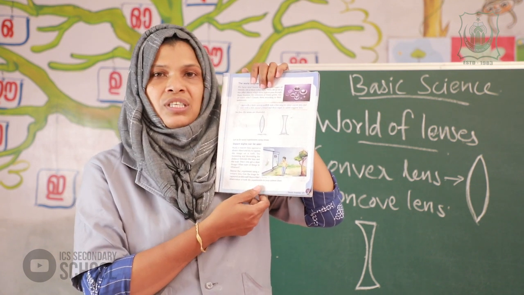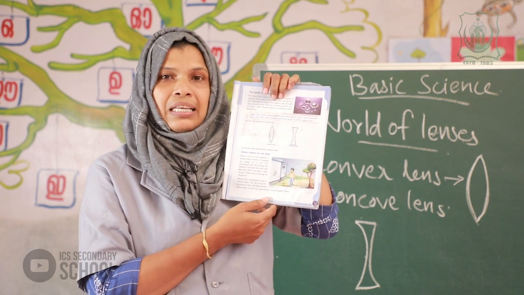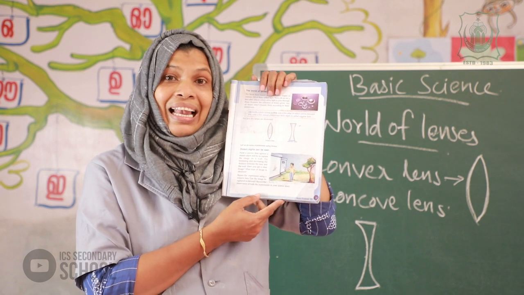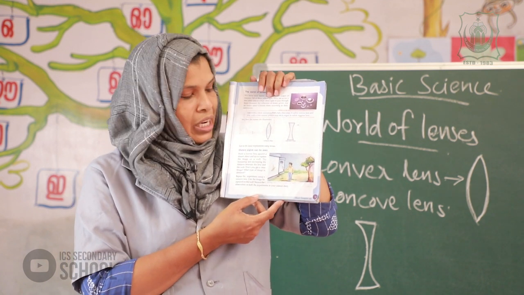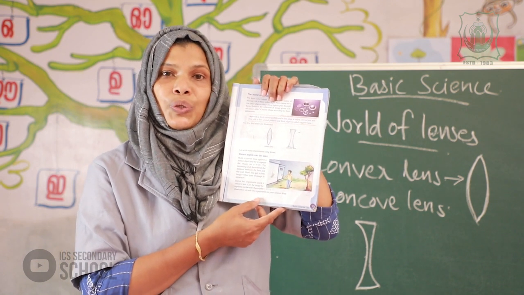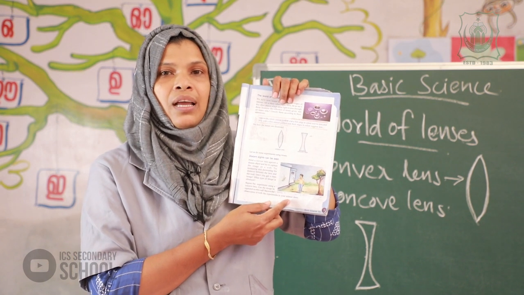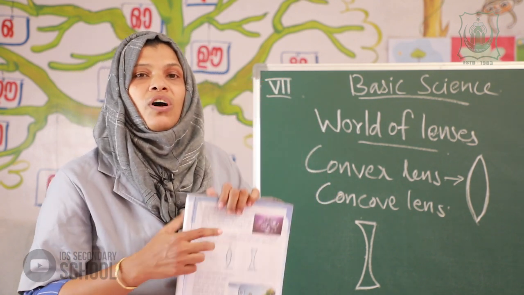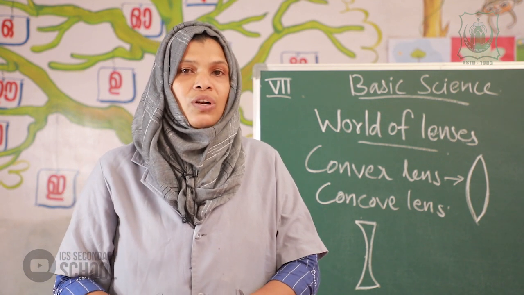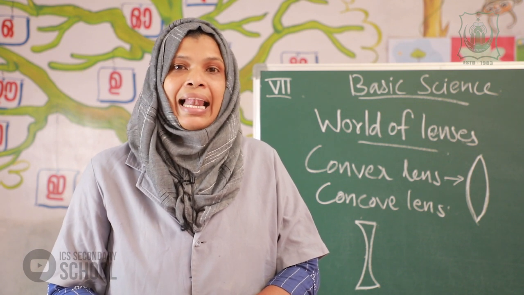What is your observation? What is the peculiarity of the image? There is a real inverted image. Do this activity using a concave lens. Can you capture the image on the wall? No, we cannot capture the image on the wall using a concave lens.